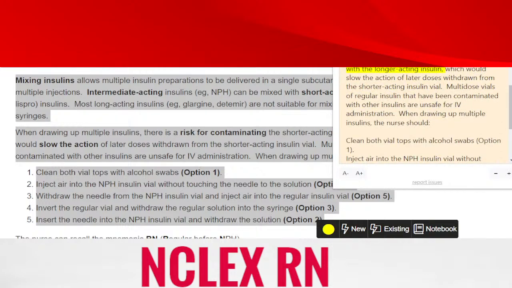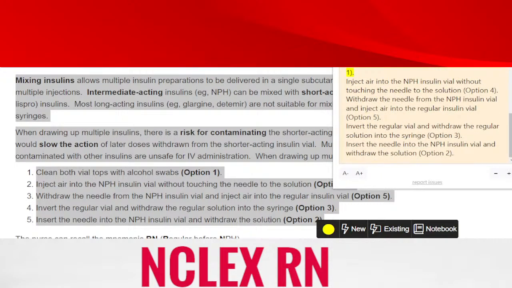When drawing up multiple insulins, there is a risk for contaminating the shorter-acting vials with the longer-acting insulin, which would slow the action of later doses withdrawn from the shorter-acting insulin vial. Multidose vials of regular insulin that have been contaminated with other insulins are unsafe for IV administration. When drawing up multiple insulins, the nurse should clean both vial tops with alcohol swabs.